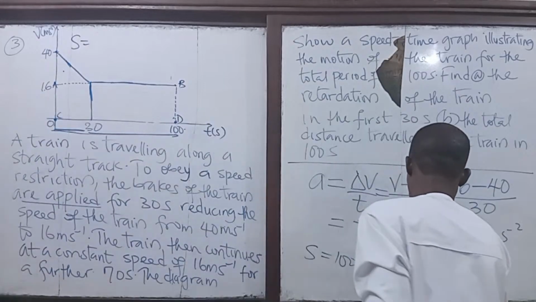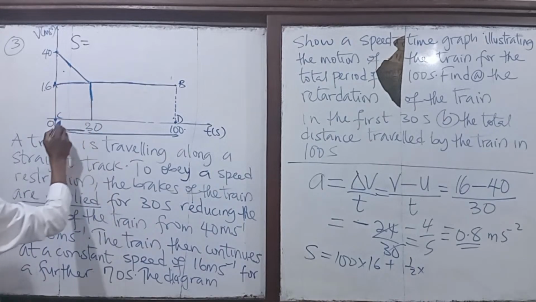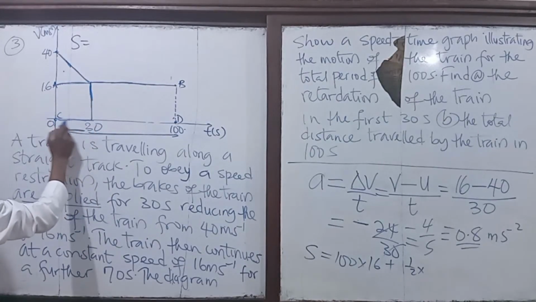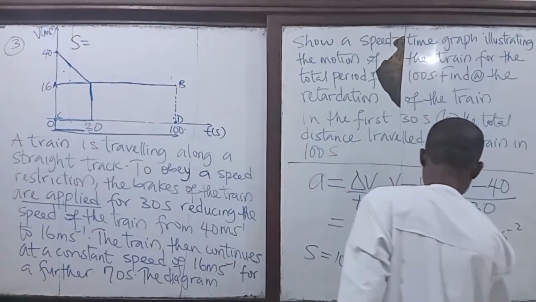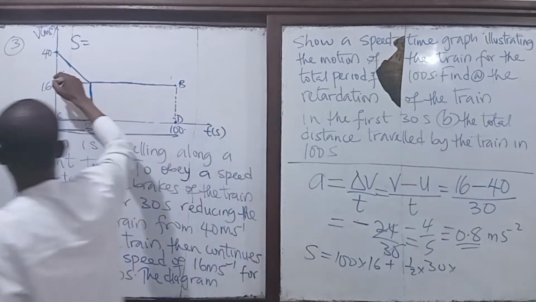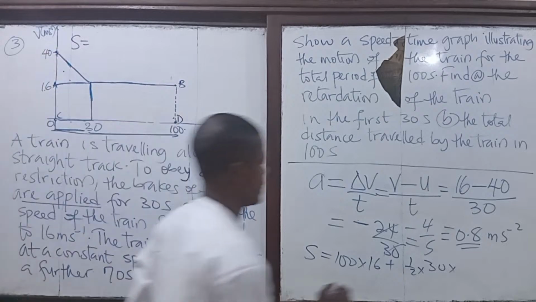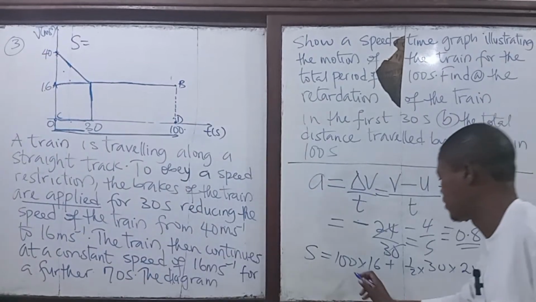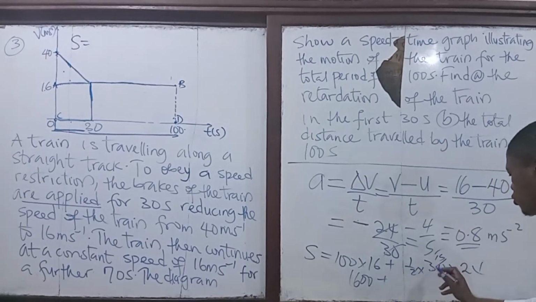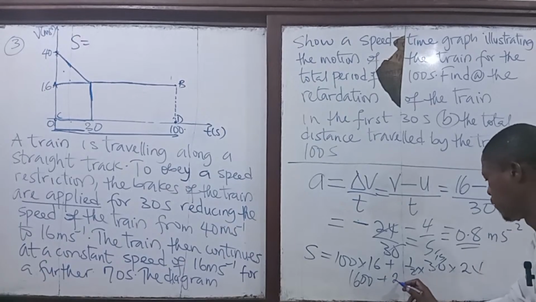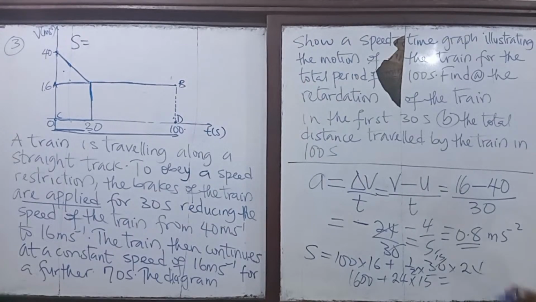Half base. The base is from here to here, which would be this place, because it's a rectangle. So that will be 30 for the base, and then the height will be from here to here for that triangle. That's 24. So this will be 1600 plus half times 30 times 24. Punch your calculator and get the answer.